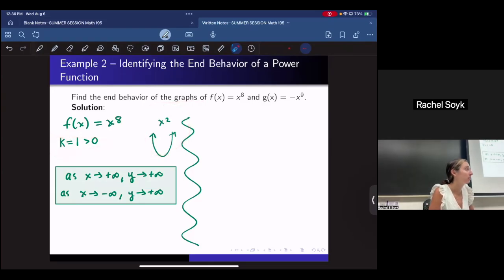So basically, one follows another. Even numbers follow even numbers. Odd numbers follow odd numbers. The only thing that you have to be mindful of is that k. Is it negative or is it positive? Because if it's negative, then the whole thing is reflected and you just want to look at it visually.